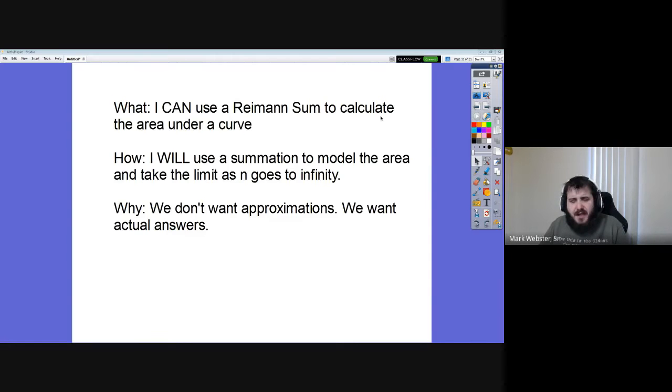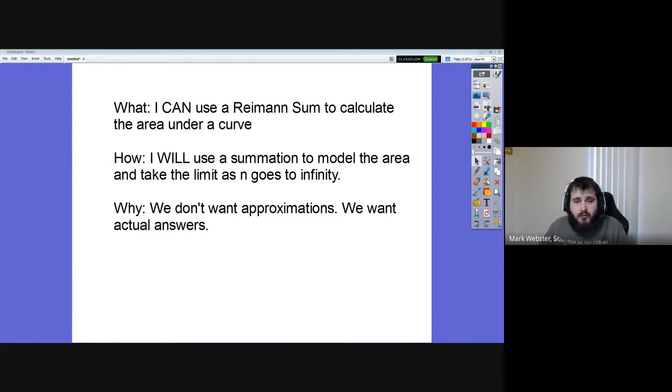Today's going to be kind of like that spot where we learned how to take the derivative with limits. It's sort of going to be that intermediary step before we get to what we do more generally to find these areas. So today, what are we going to do? We're going to use a Riemann sum to calculate the area under a curve.